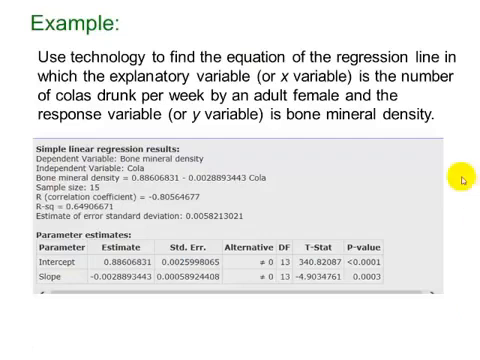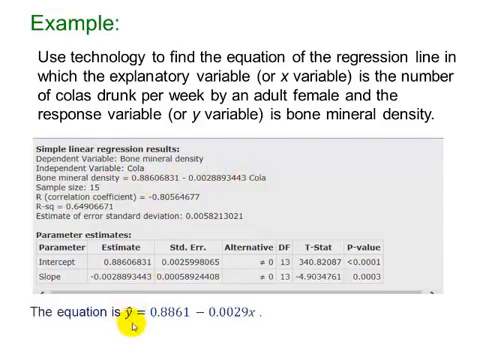Here's an example. If we use technology to find the equation of the regression line in our situation with the colas drunk per week and the bone mineral density, this is that same procedure in StatCrunch that we use to find the correlation coefficient. It also gives us our regression line. So our regression line is right here.